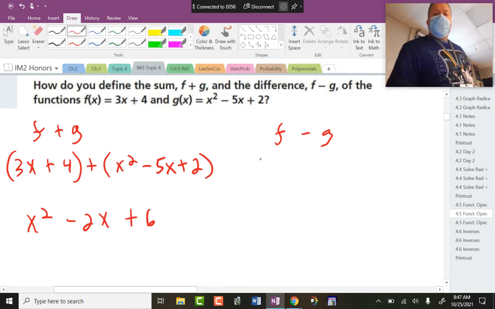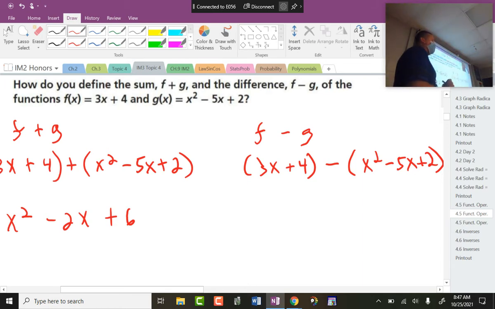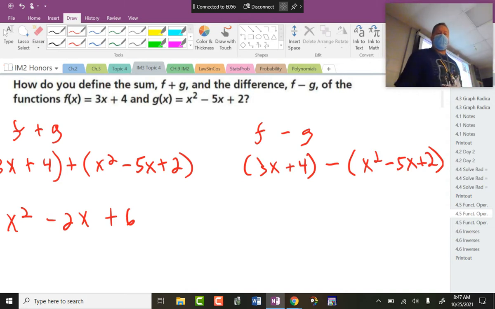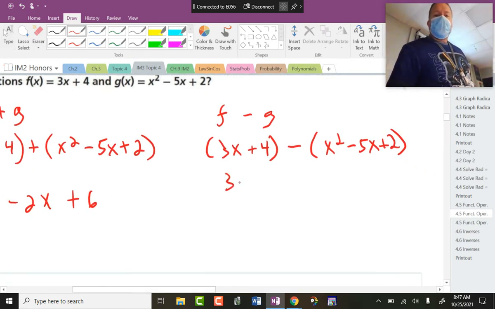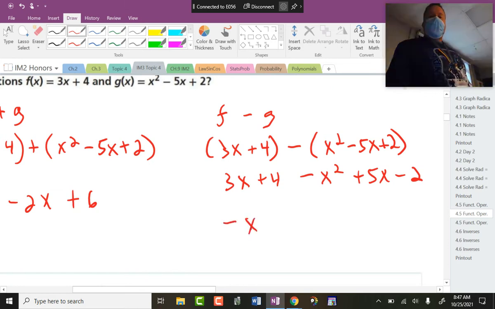f minus g: 3x plus 4, minus x squared minus 5x plus 2. Ask you the same question. Do the parentheses have any meaning? 3, 2, 1, go. Yes. Why? What do we have to do with that minus sign? Distribute. You may take your time, or it may go faster. The first thing you might write is this step. And then like terms. So in this case, the parentheses definitely have meaning.